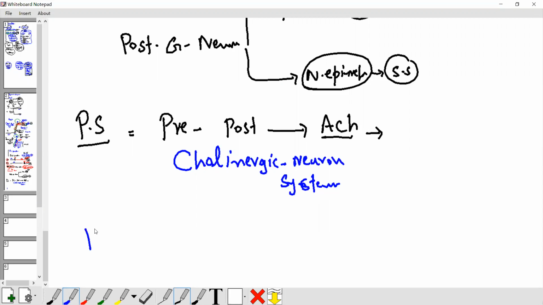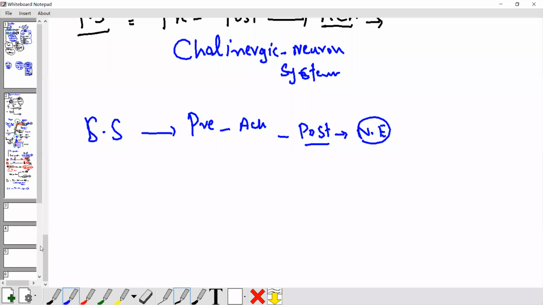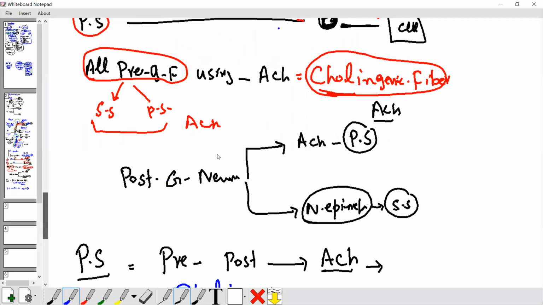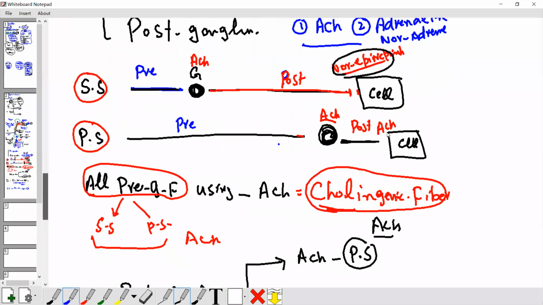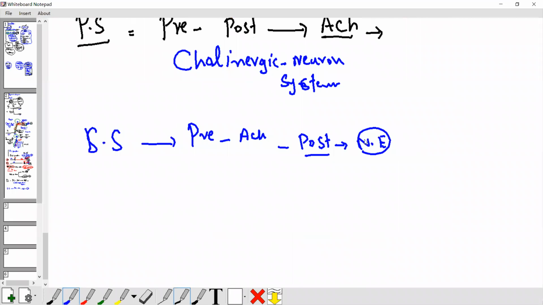But in the sympathetic system, the pre uses acetylcholine. How about the post? The post uses norepinephrine. So the main function depends upon the post, because the post fiber is connected to the cell, as you can see in the picture. If the post fiber uses acetylcholine, then it's parasympathetic. If the post fiber uses norepinephrine, then it's a sympathetic system. Clear?